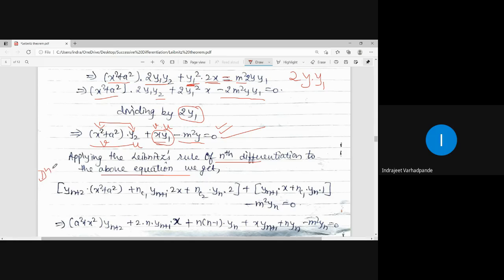dn of y2 into x square plus a square, plus nc1 dn minus 1 of y2 into d of x square plus a square, plus nc2 dn minus 2 of y2 into d square of x square. The step will come like this.